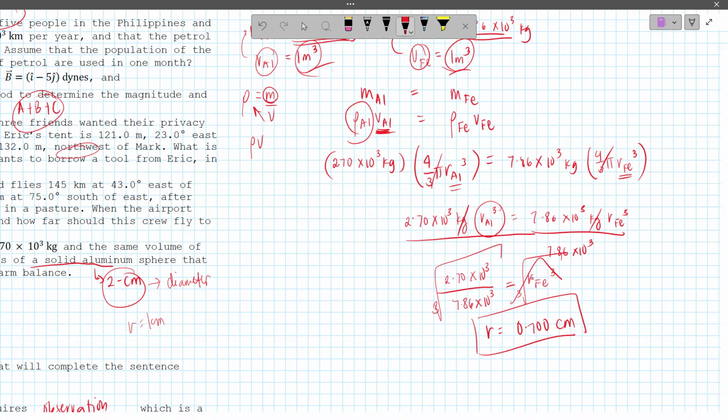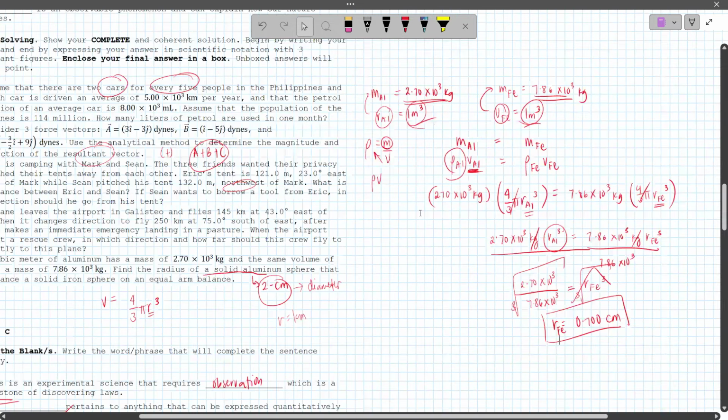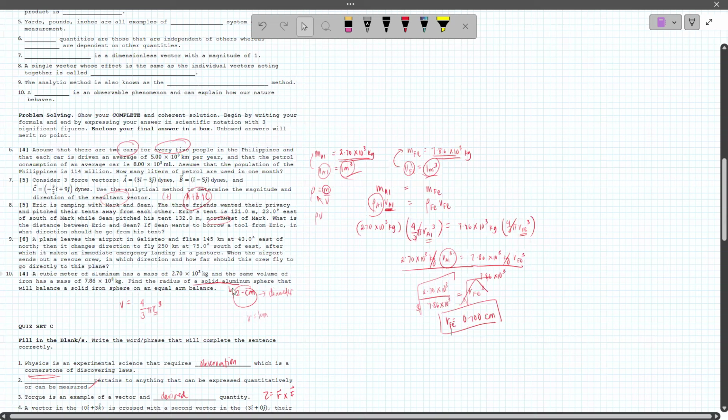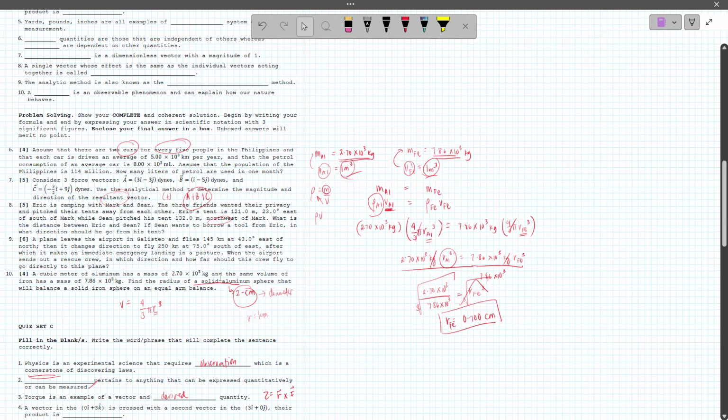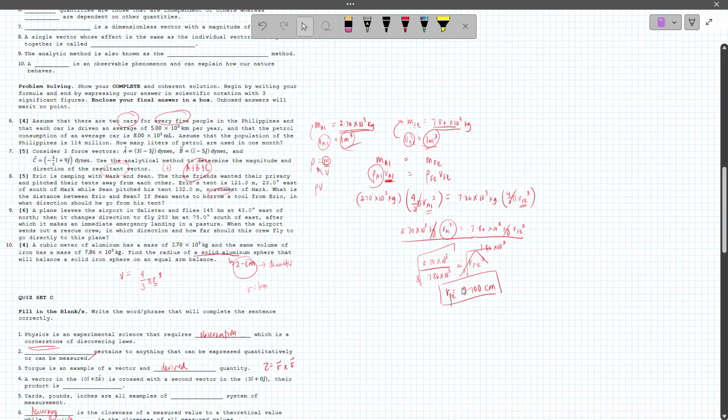Does it make sense that the radius of the iron is smaller than the aluminum? Yes, no? Kasi mas mabigat yung iron natin. So, kahit mas maliit siya, mas mabigat siya, no? Mas dense siya. Compared to our aluminum, malaki siya. 2 centimeter yung kanyang diameter. So, 1 centimeter radius. But it's not as dense as iron. So, okay lang, no? So, you have 0.700.